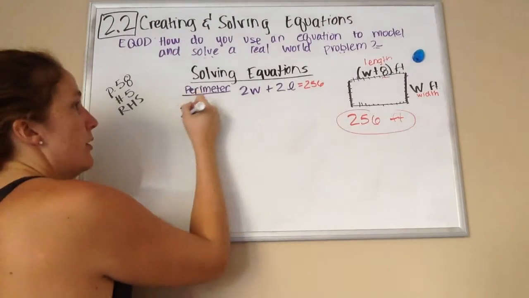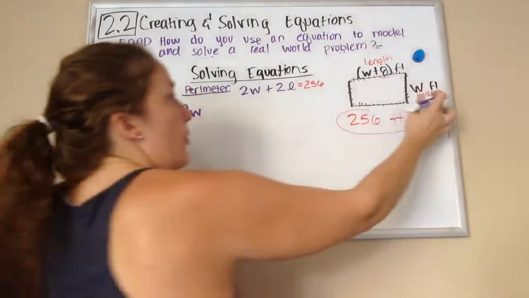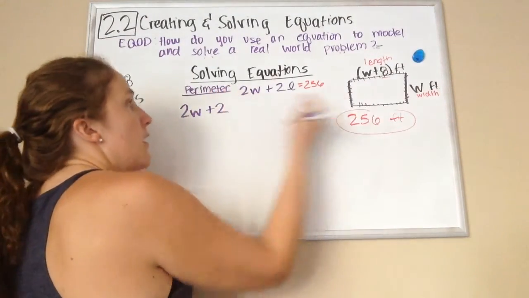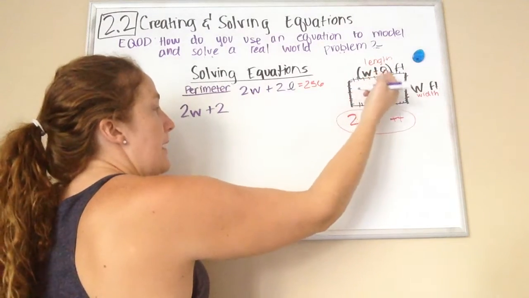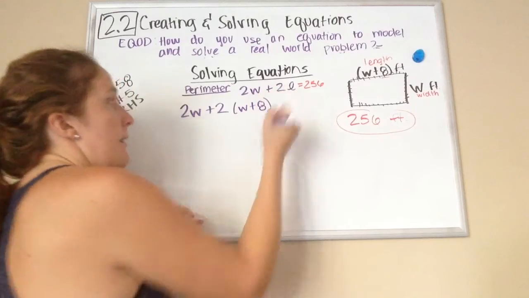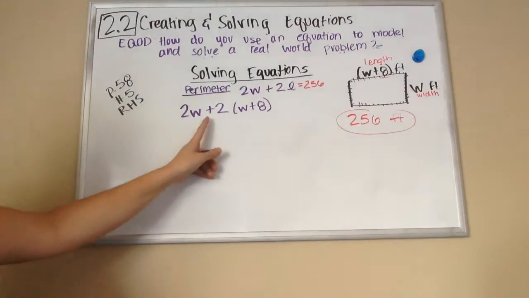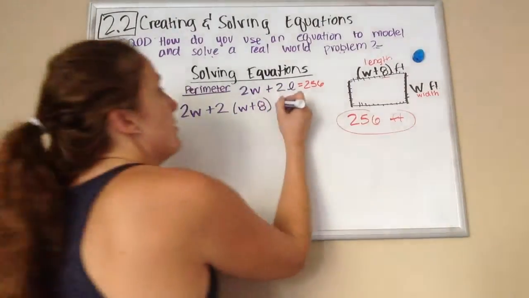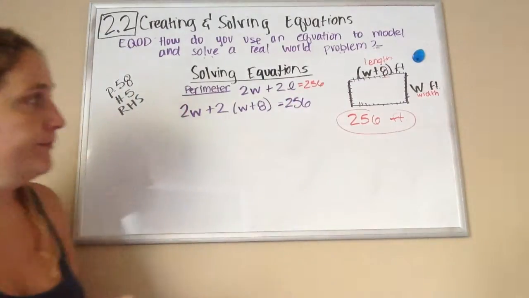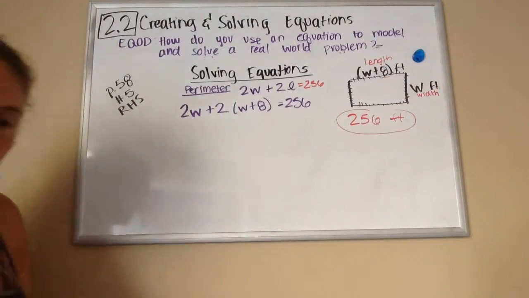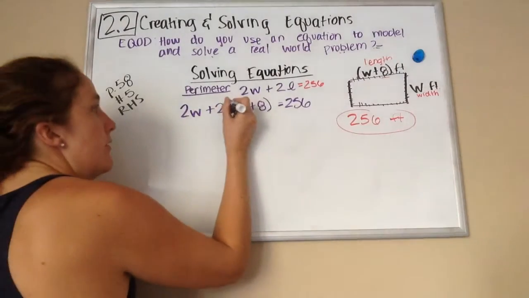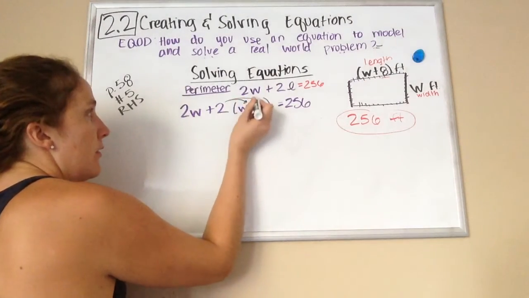So we have 2 times the width. Well, the width is just W, so we're good there. But our length is W plus 8. So W plus 8. Okay, so we've got 2 widths plus 2 lengths is equal to, and it's always going to be equal to that 256, right there. Perfect. So we're going to have to work with this equation, do as much as we can to it. The first thing we're going to do is distribute the 2.